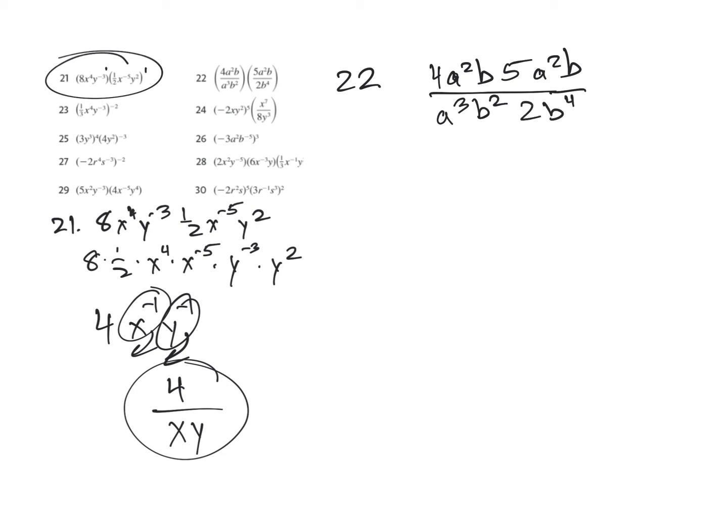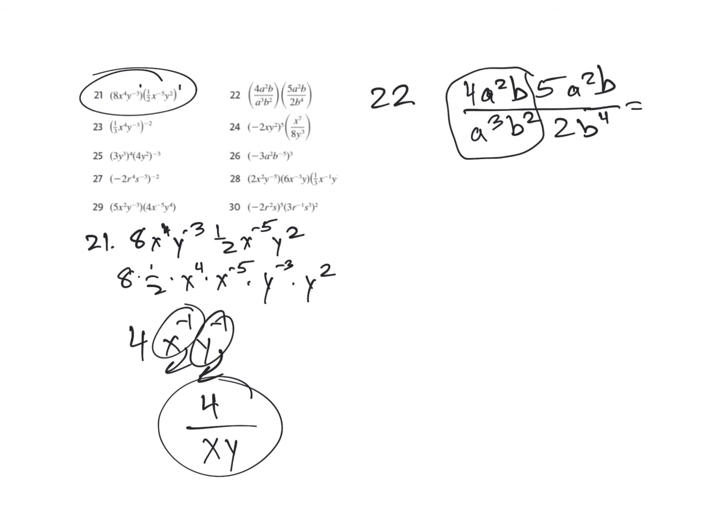So what do we do? You could treat these separately, like this is the first part. You could do them separately, so we can do that. I'm going to do it all together as one. So 4 times 5 is 20. And a squared times a squared is a to the 4th. And b to the 1st times b to the 1st is b squared.